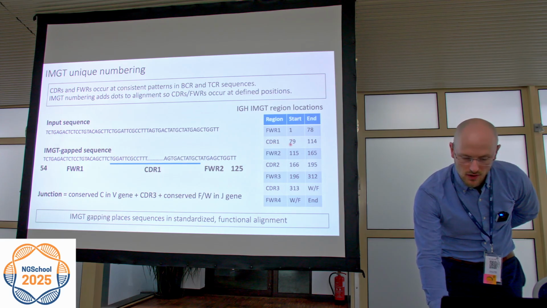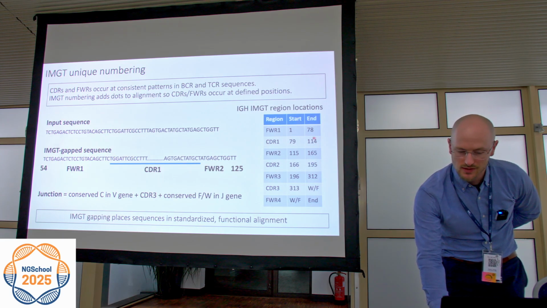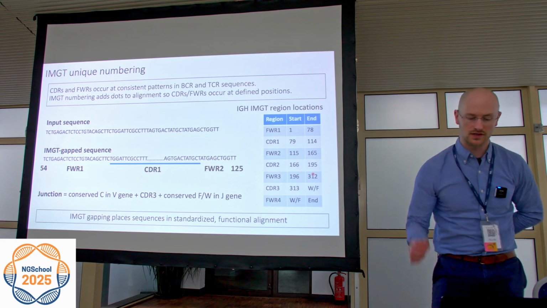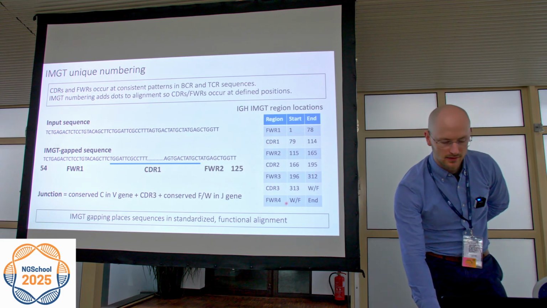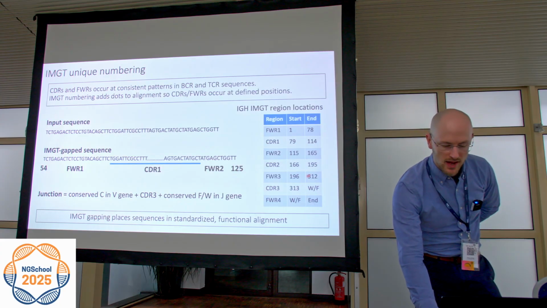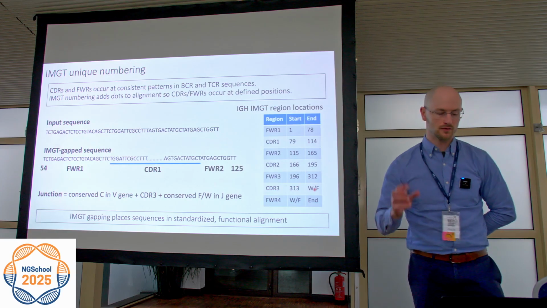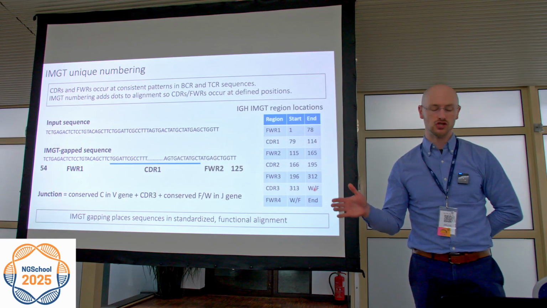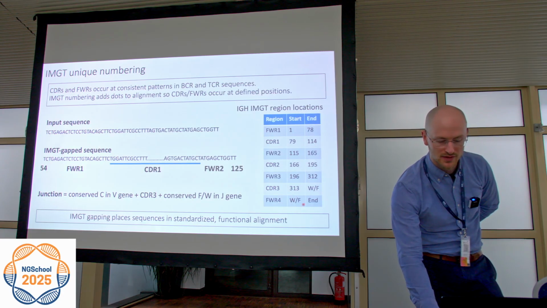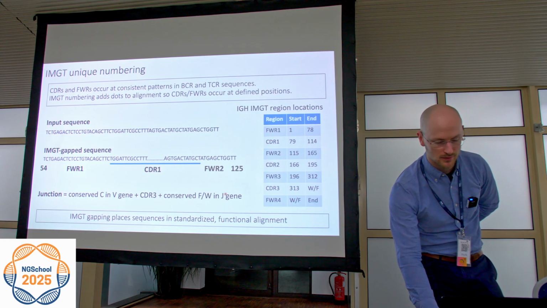And CDR1 is from the next nucleotide to position 114. The CDR3 is a little bit weirder, so it goes from a conserved cysteine residue at codon, well, it ends at nucleotide 312, and then it goes to a conserved tryptophan or phenylalanine residue in the J gene. And then the last framework region goes from that residue until the end of the sequence.